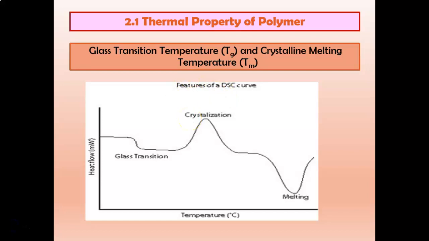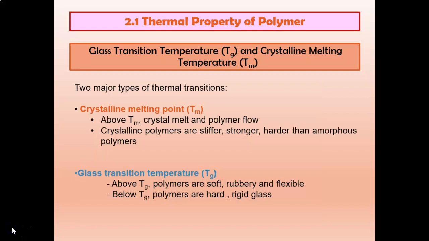And Tc is the crystallization temperature, the temperature at which the polymer forms a crystallized region. Tm is the point at which the polymer melts. When a crystalline polymer is melted, the melt is an amorphous region. So above the melting temperature, the crystals melt and the polymer will flow. On melting, the sample will become clear or more transparent. Crystalline polymers are stiffer, stronger, and harder than amorphous polymers. Above Tg, polymers are soft, rubbery, and flexible, but below Tg, polymers are hard, rigid glass.